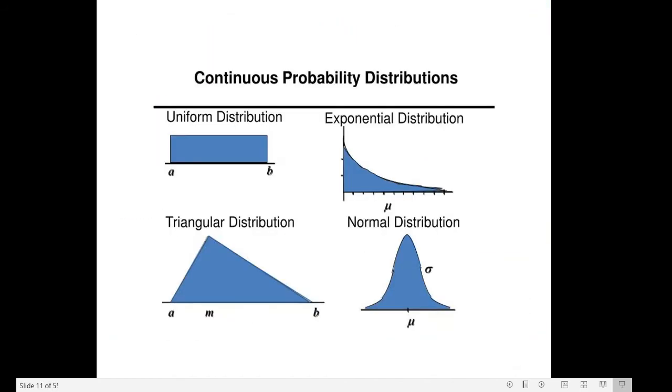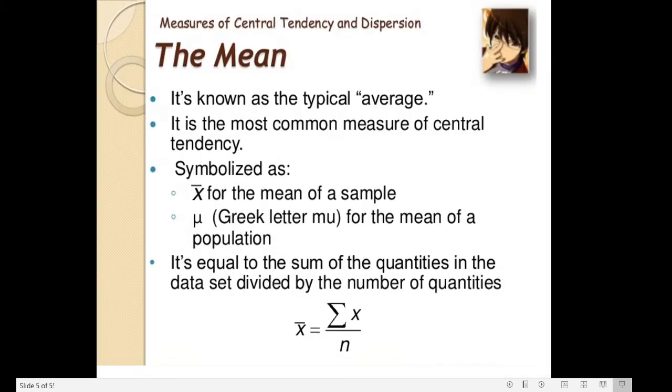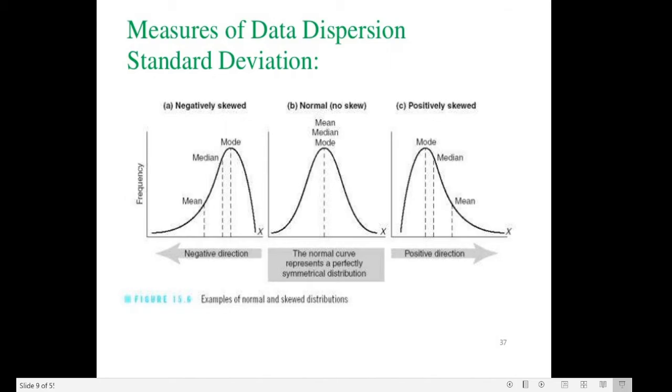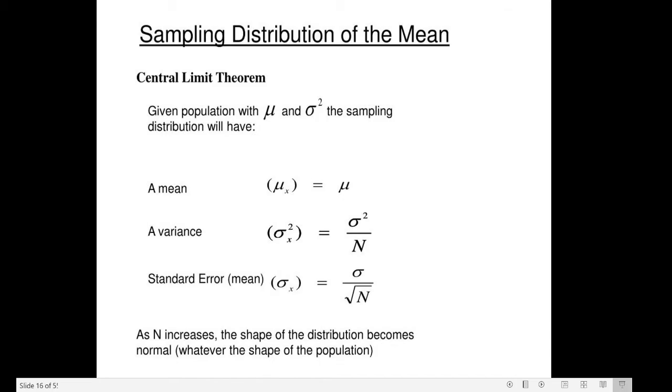These are calculated based on the mean values, the number of counts. Here, for the sample distribution, we follow different equations. Therefore, mu x is equal to mu. Variance is sigma square by n. Standard deviation is sigma by root of n. As the n values vary, the shape of the distribution becomes normal.